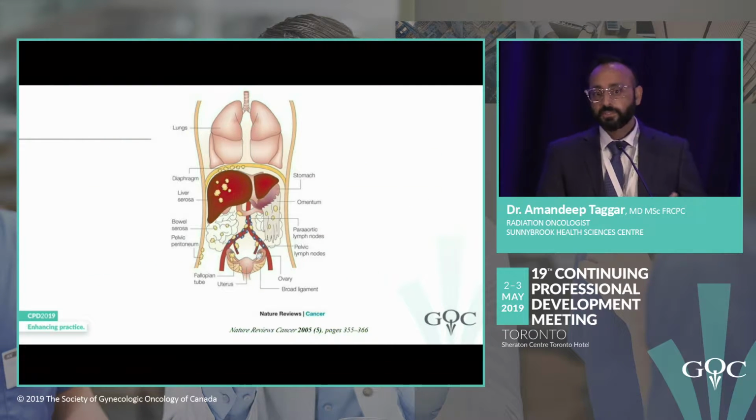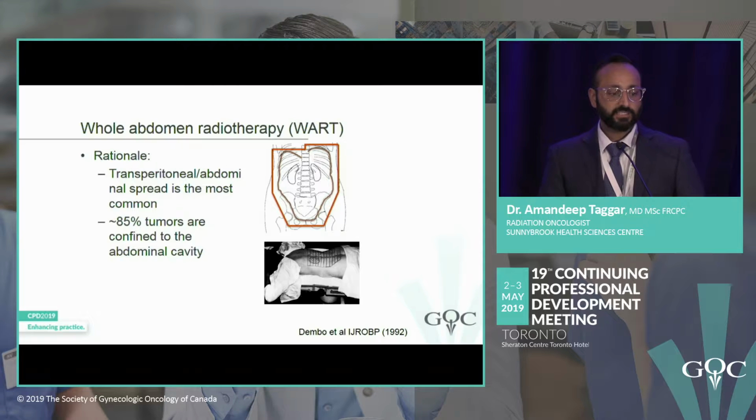But what do we know about ovarian cancer? It doesn't really stay in the pelvis. This picture from Nature Reviews shows that ovarian cancer can metastasize to multiple different areas of the abdominal cavity: the peritoneal surfaces, serosal surfaces, lymphatics, everywhere.